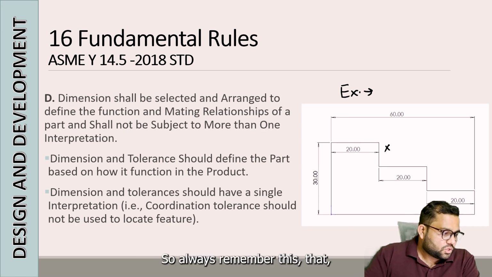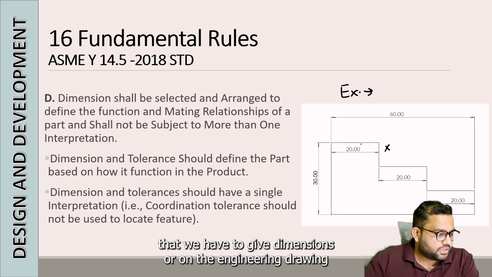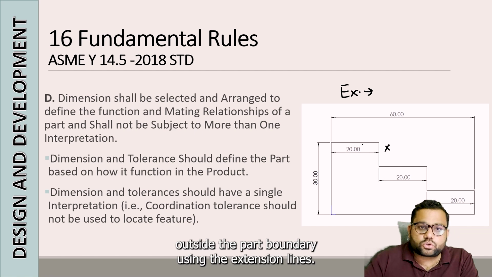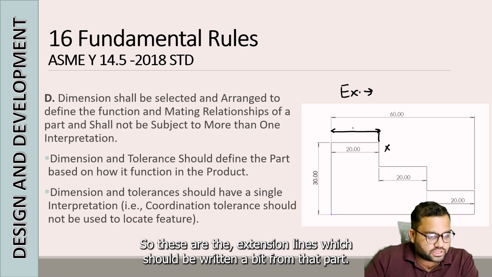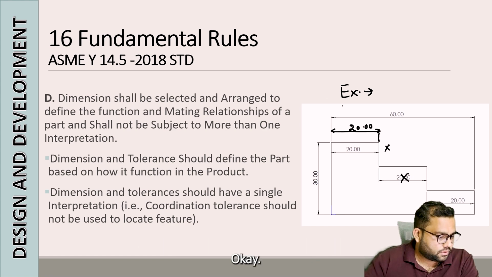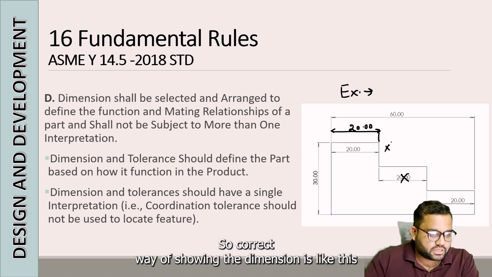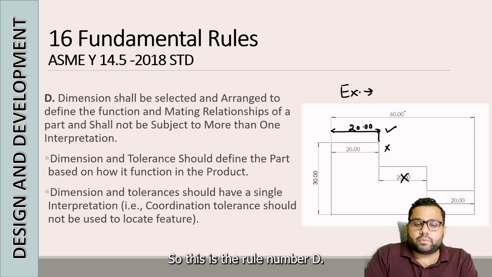Always remember that we have to give dimensions on the engineering drawing outside the part boundary using extension lines. Maybe like this, we have to give the dimensions. These are the extension lines, which should be drawn away from the part. The earlier practice is not allowed with the help of this rule, and the correct way of showing the dimension is like this. So this is rule number D.